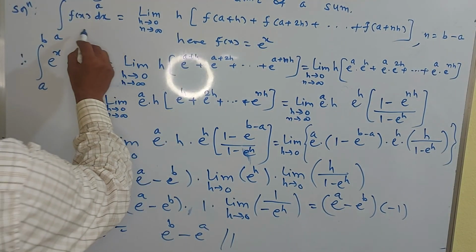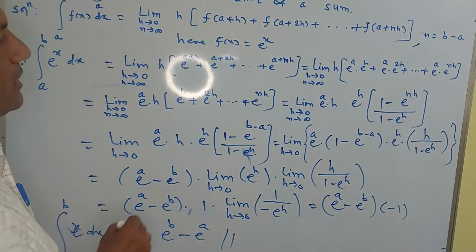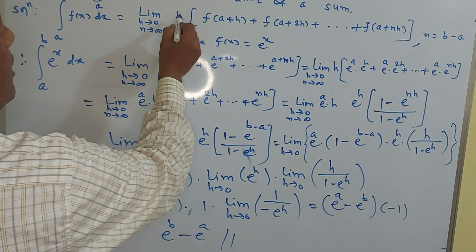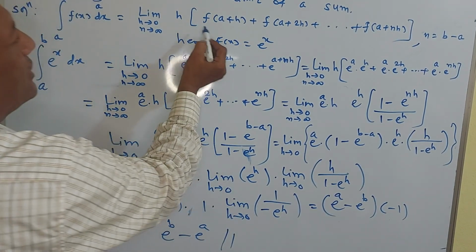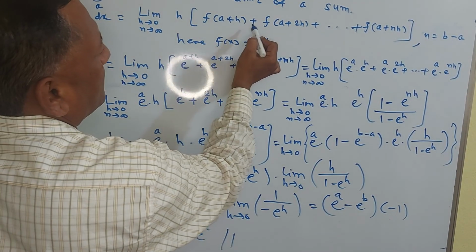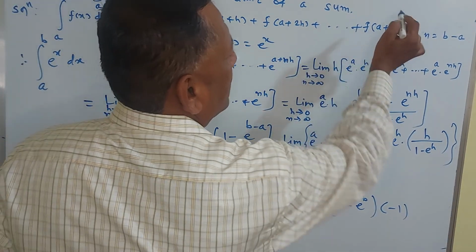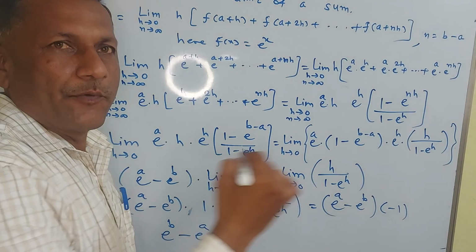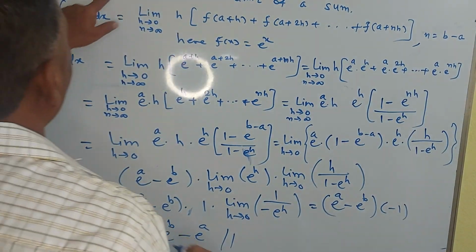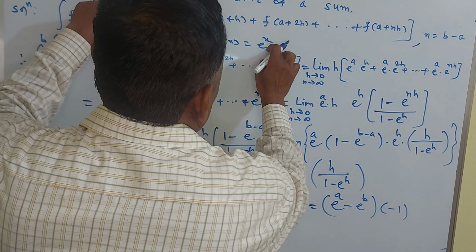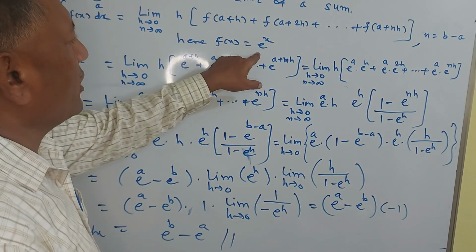So by the fundamental theorem, integration of f of x dx, integration going from a to b, is equal to limit as h tends to 0, n tends to infinity, h into f of a plus h plus f of a plus 2h plus up to f of a plus nh, where nh is equal to b minus a. Now here, what is f of x? f of x is e raised to x. So f of x is equal to e raised to x.